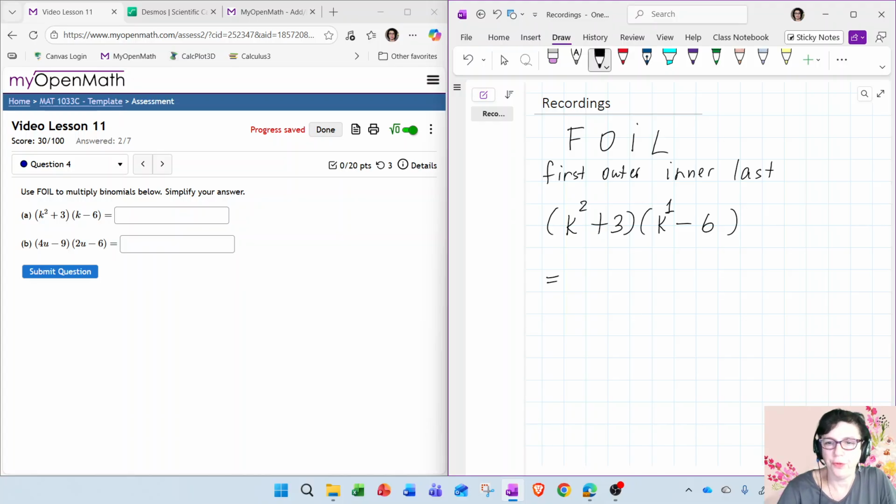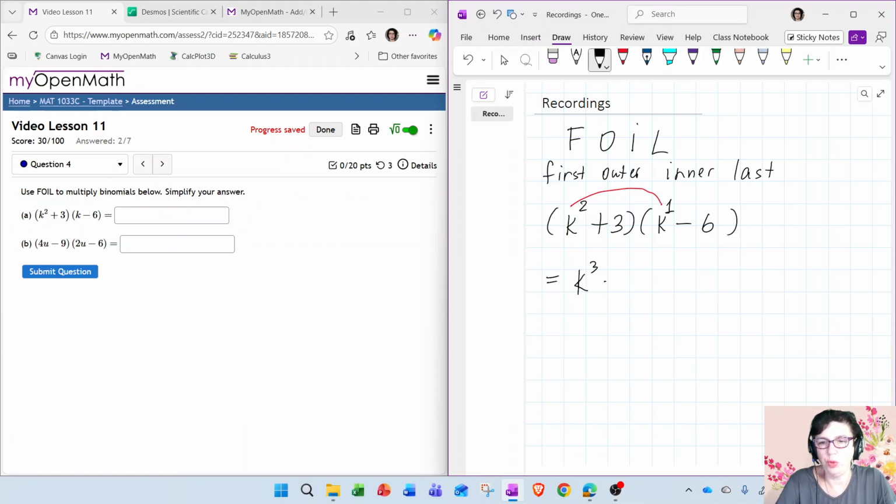Okay, the first is going to be multiplying the first term of the first binomial by the first term of the second binomial. And we use the rule that if the bases are the same, we just add the exponents. This is k multiplied by itself 2 times, and then k multiplied 1 time, so that the total will be 3. Okay, we got k to the power 3.